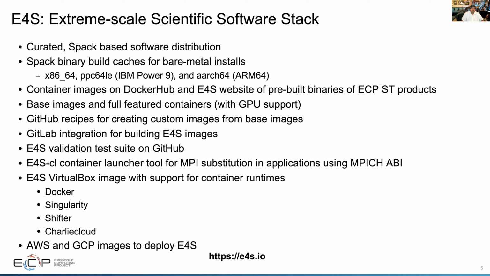We also have a tool called the E4S container launcher, or E4S-CL, to allow you to substitute an MPI in your application in the container with the system MPI running on the bare metal hardware if it's using the MPICH ABI, application binary interface. We also have a VirtualBox image with support for container runtimes, including Docker, Singularity, Shifter, Charliecloud. And we have AWS and GCP images to deploy E4S. You can learn more about our project at the e4s.io webpage.